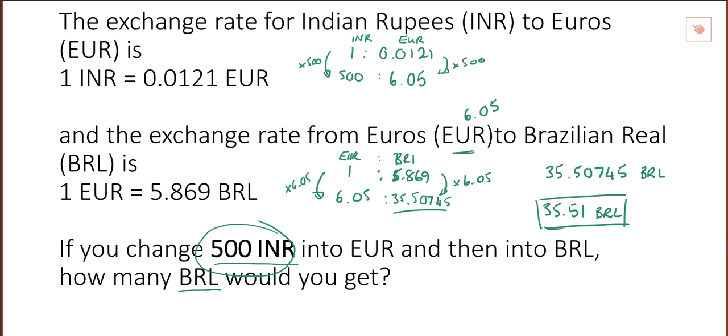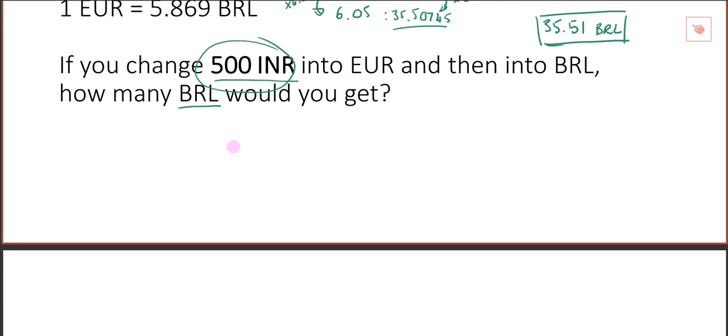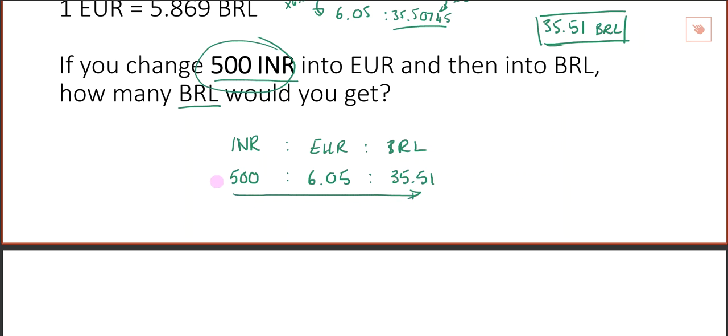Okay, so just to summarize then, I can say 3-part ratio. I started with 500 rupees, that then gave me 6.05 euros, and that gave me 35.51 Brazilian reals. So that's the process that we went through, starting here and finishing here.